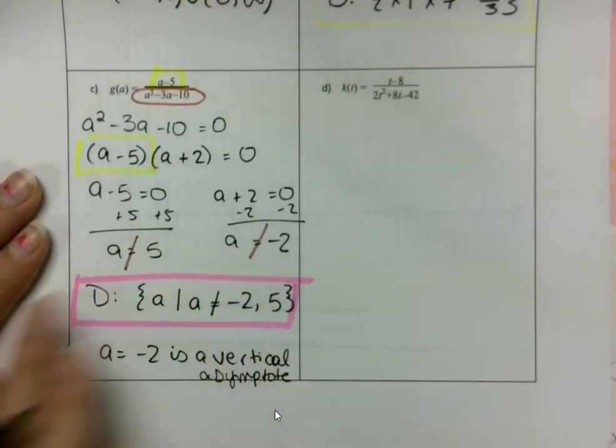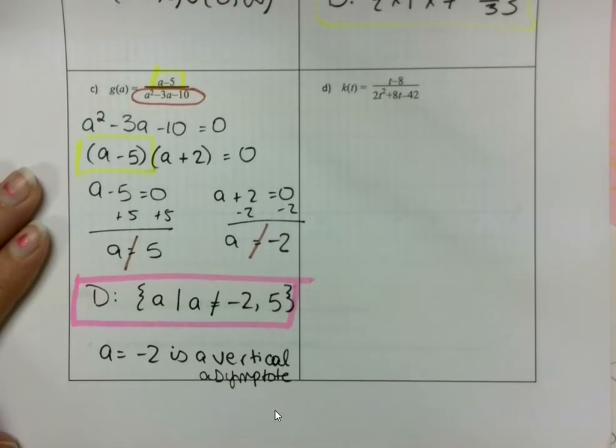If you want to know what it is, it's a hole in the graph. So the graph will have a little blip at a equals 5. Okay.